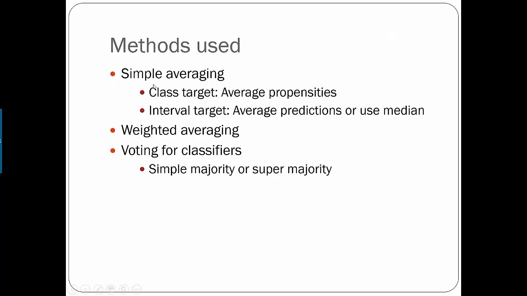So, methods used. How do you ensemble? Finally, you've got all these results from different models or the same model repeated different ways. If it is a propensity that you're interested in for a class target, then you can take all those different propensities and average them all. So you'll get an averaged propensity, and you'll use that as your final result. Or if it is an interval target, then you can average all the predictions or use the median or something like that. Or you can even do a weighted average. Some models you may want to put more weight on and some other models less weight.